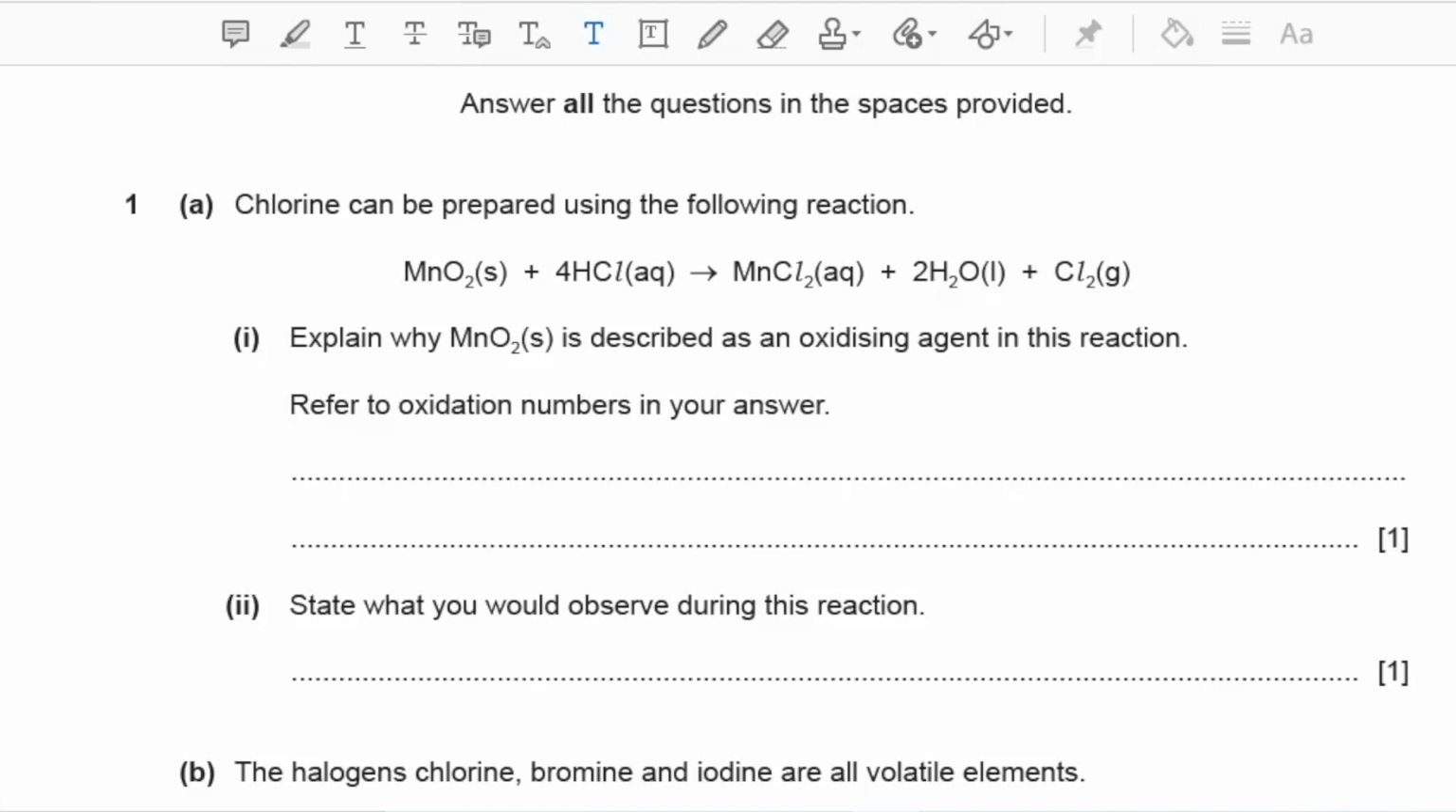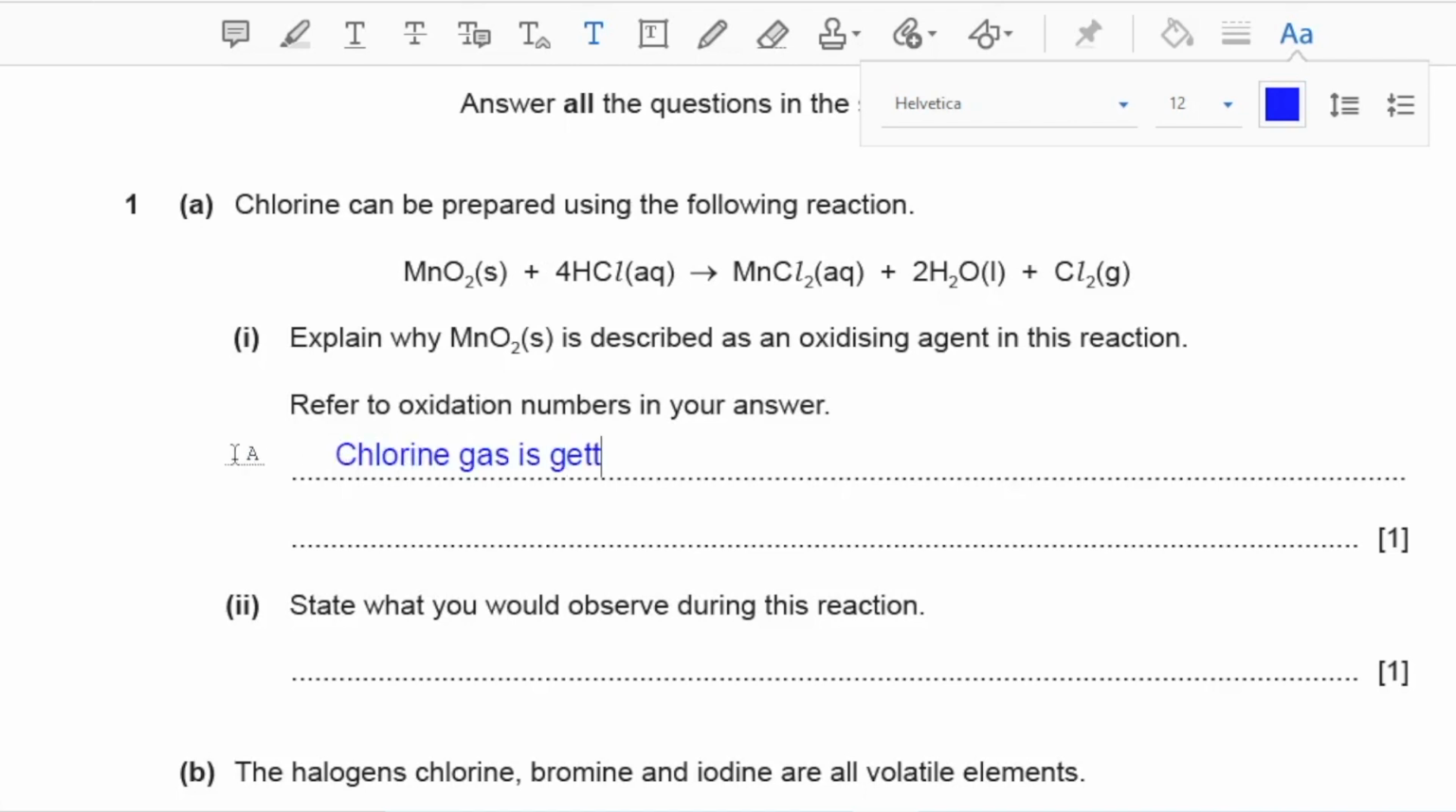Part 1. Explain why manganese oxide solid is described as an oxidizing agent in this reaction. Refer to oxidation numbers in your answer. So, oxidizing agents are those which oxidize other reactants and they get reduced in the reaction. And by reduction, I mean that their oxidation numbers decrease. Chlorine gas is getting oxidized from -1 to 0. Over here, manganese oxide is the oxidizing agent which has brought oxidation to chlorine gas.